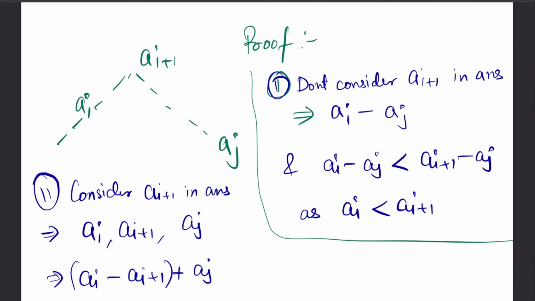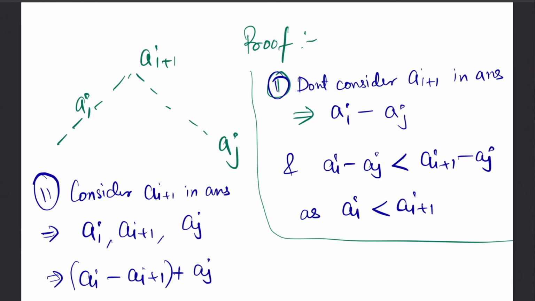Let's see, there are 2 possibilities. Either I choose this a of i plus 1, or I don't choose. So firstly, I take this a of i and this a of j in our subsequence. Now I either take this a of i plus 1 or I don't take this. So let's see the scenario when I don't consider a of i plus 1. So what do we have? We have a of i minus a of j in our current answer.